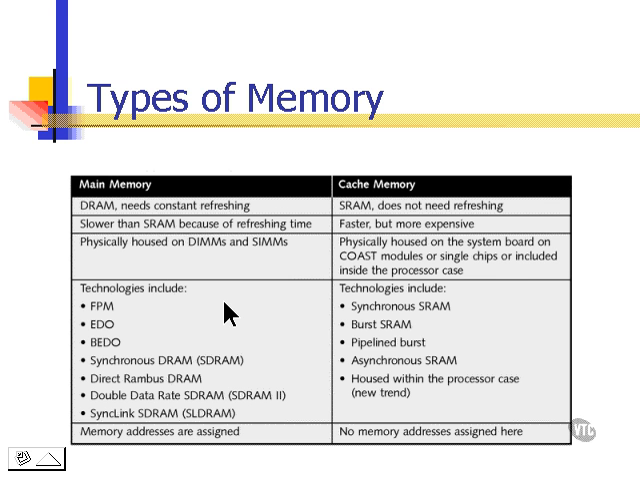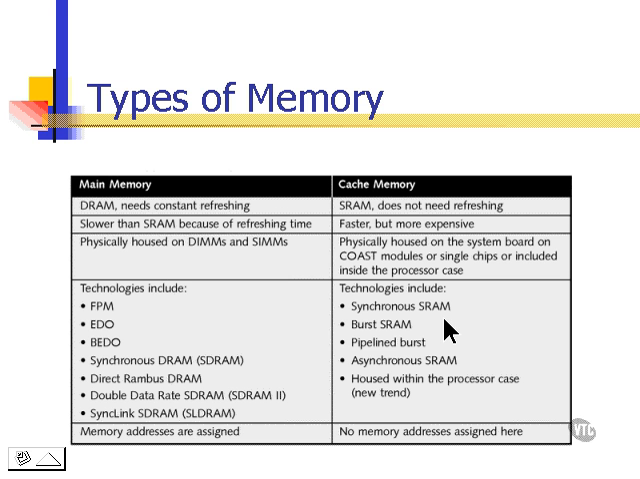The technologies for main memory RAM, or DRAM, are fast page mode, FPM, EDO, which stands for extended data output, and then there are synchronous technologies like synchronous DRAM and direct Rambus DRAM. There are many different technologies, and we'll talk about some of these as well.